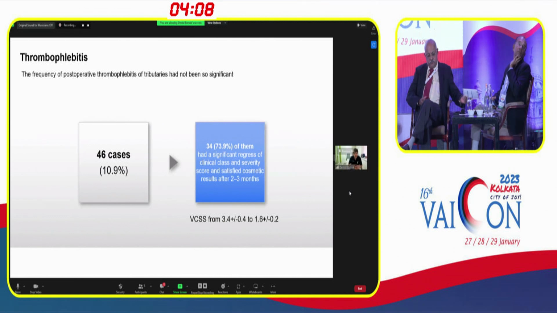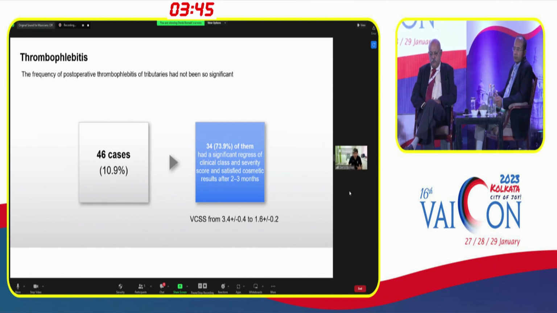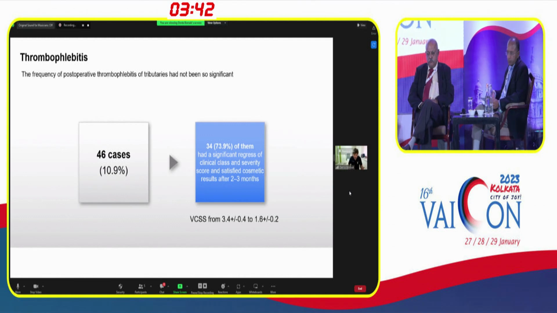So here are the results of thrombophlebitis. We had it in 10% of cases, but two important things. Firstly, in 3/4 of these patients, we had significant regress of clinical class and severity score and satisfied cosmetic results after 2 to 3 months. And secondly, all of the patients were included in this study. So we didn't choose patients to make results better. We included patients with huge veins. So that's why we had 10% of cases of thrombophlebitis, in my opinion. And we have a future in this way, to reduce the number of patients with thrombophlebitis.